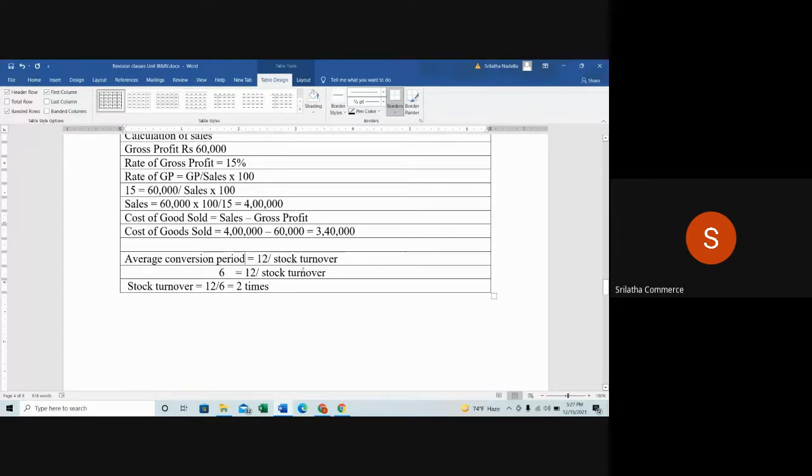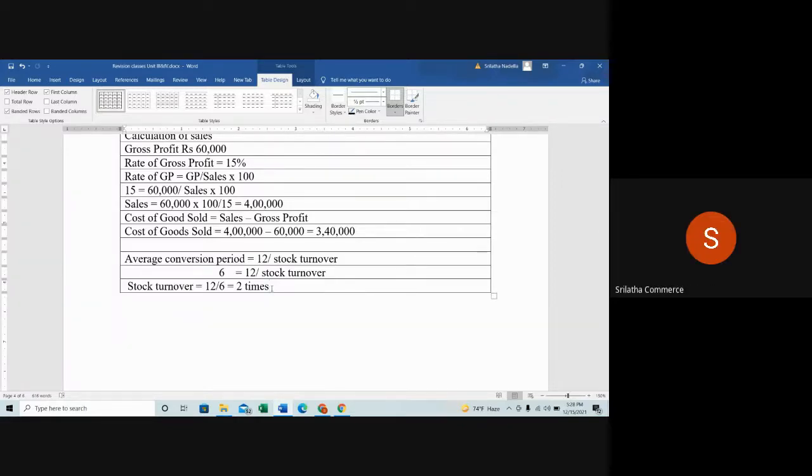The formula is divided by stock turnover, isn't it? Now we do not know the stock turnover, so we are calculating the stock turnover. The average conversion period is 6 months, which is equal to 12 divided by stock turnover. We do not know the stock turnover, so stock turnover ratio is equal to 12 by 6, which is equal to 2 times. With this information, we are finding out the stock turnover ratio. What is your stock turnover ratio? 2 times. Is it clear for you all now?